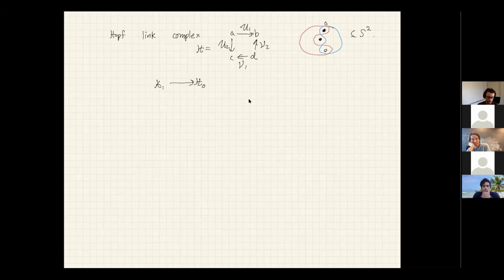And so you have, let's say, A and D, and this is maybe B and C. And basically the homology, if you take homology of this complex, it's supported in H0.